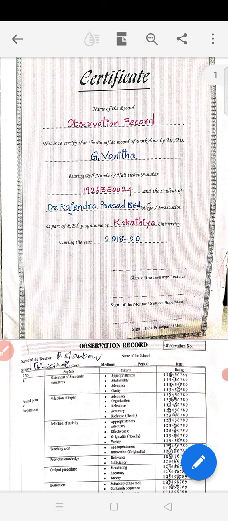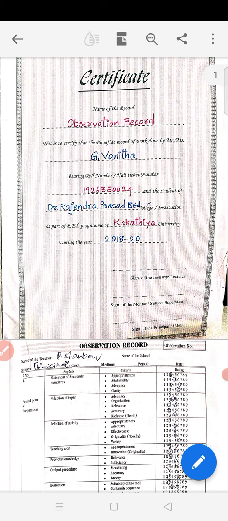Today we will learn how to write the observation record for method 1 and also method 2, because in the first semester we have two observation records. These records we have to complete during school observation, but now it is not possible to go to a school for observation. So that's why we are going to write this observation record with our own experience only.